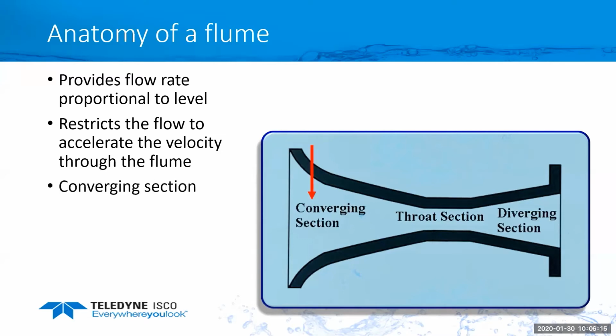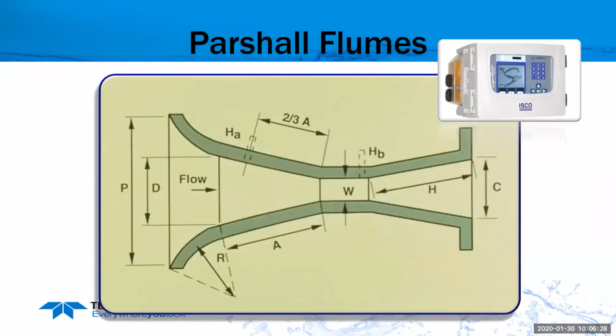But there are 3 parts to a flume. You have the converging section, where the water comes into the flume. The throat section, that's where the water is accelerated through the flume, and then the diverging section where the water exits the flume. Let's take a closer look at that. I have people call and ask what size flume I have, and to determine that, you measure the width of the throat, and that will determine the size of your partial flume.